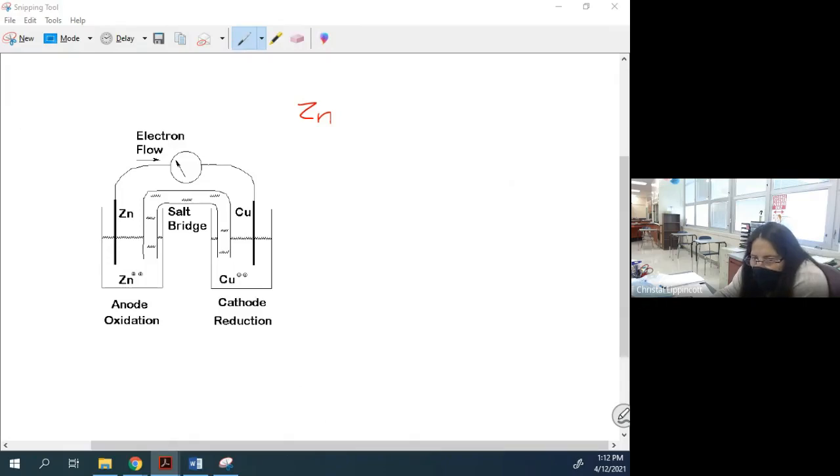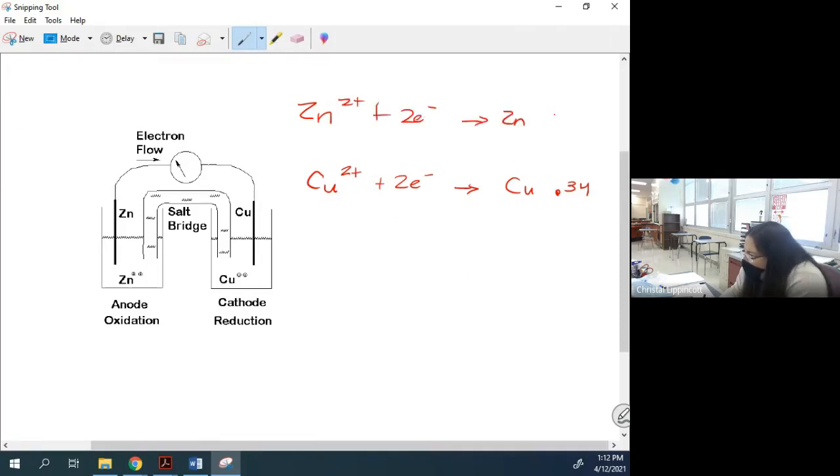So copper, you should see one on there. I found copper first, so I'm going to use that one first. Cu 2 plus plus 2 electrons goes to copper, and the value for that is 0.34. And then if you keep going down a little bit, you'll see zinc 2 plus plus 2 electrons is zinc, and that's going to be a negative 0.76.